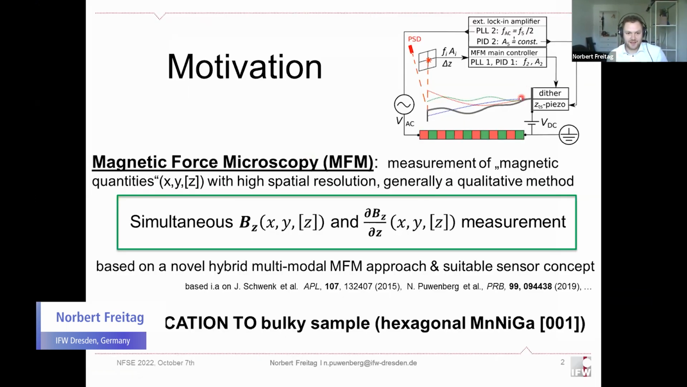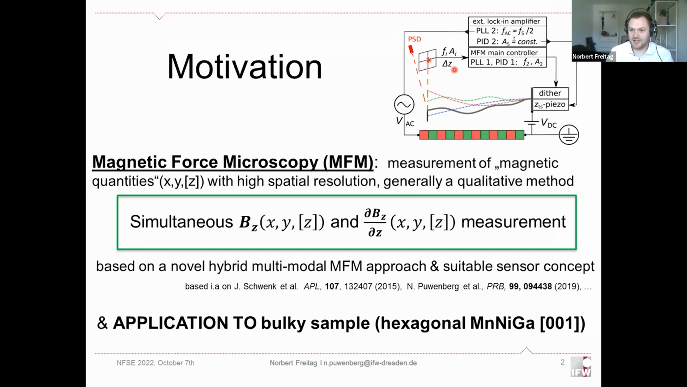So magnetic force microscopy, you may be more or less familiar with this method. It's a measurement of magnetic quantities with a cantilever tip probe, and you can map these quantities with high spatial resolution. But the disadvantage of many systems is that it's generally a qualitative method. So in this talk, I want to show the simultaneous stray field mapping and the perpendicular stray field derivative mapping with a special cantilever design and cantilever probe design.